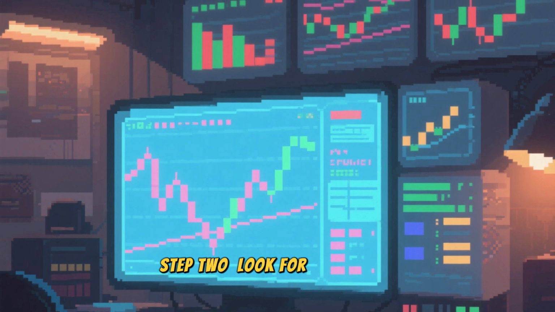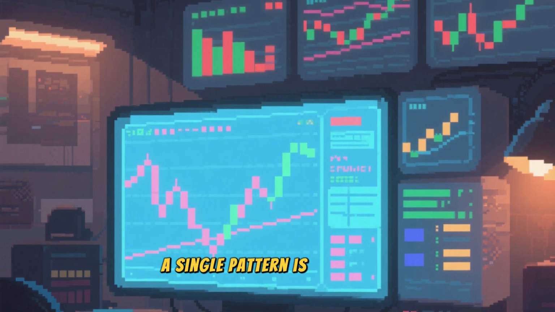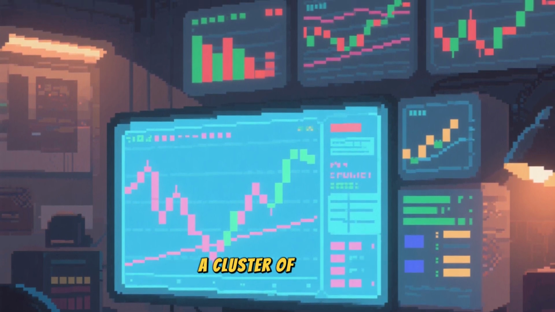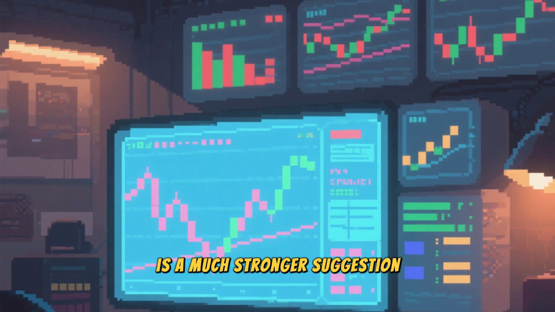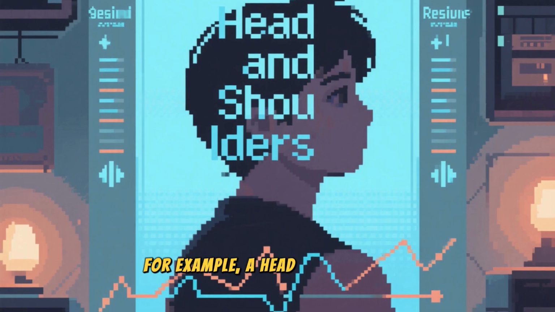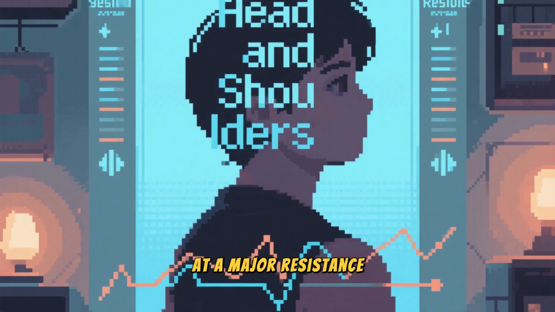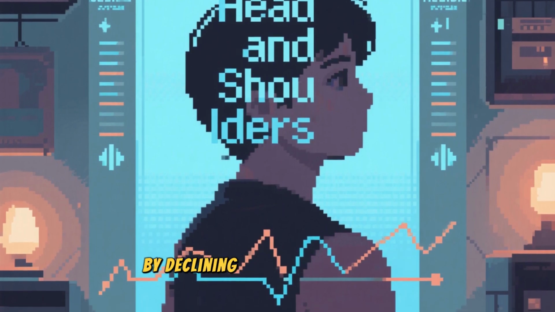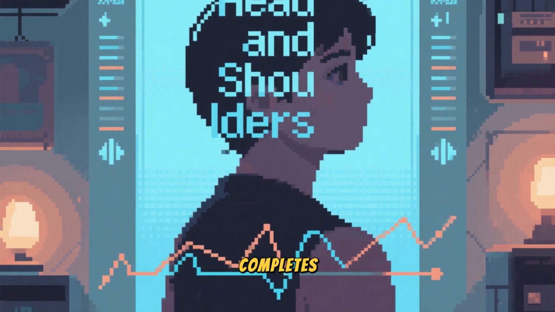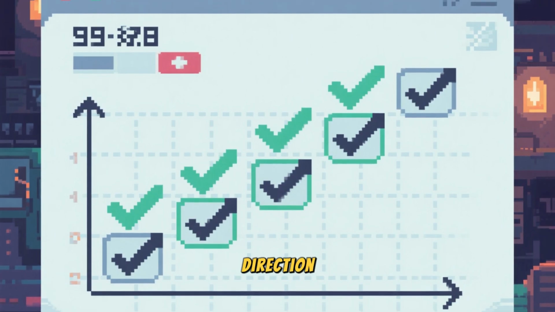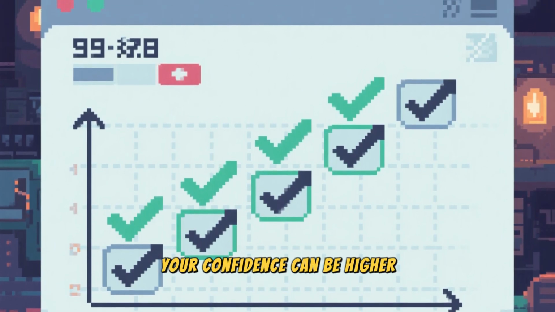Step 2. Look for confluence. A single pattern is just a hint. A cluster of signals is a much stronger suggestion. For example, a head and shoulders pattern becomes much more convincing if it forms at a major resistance level and is accompanied by declining volume as the pattern completes. When multiple signs point in the same direction, your confidence can be higher.